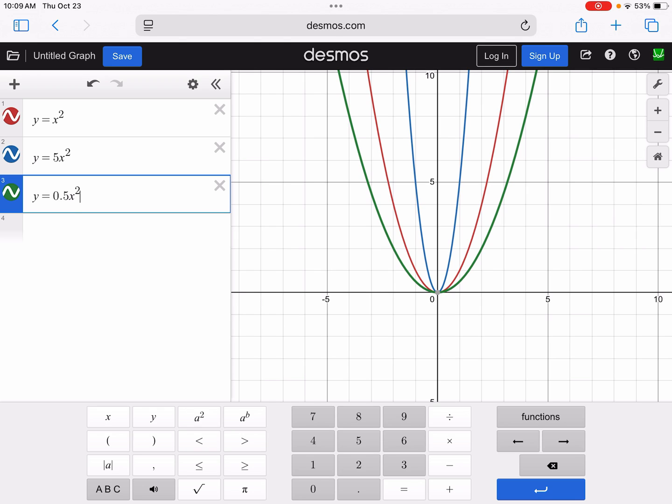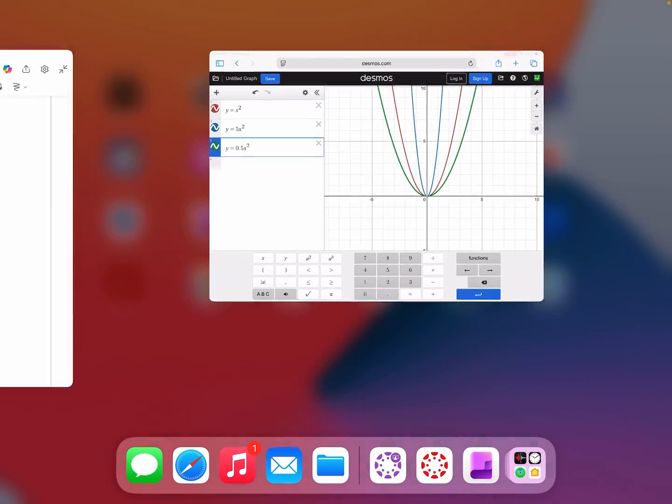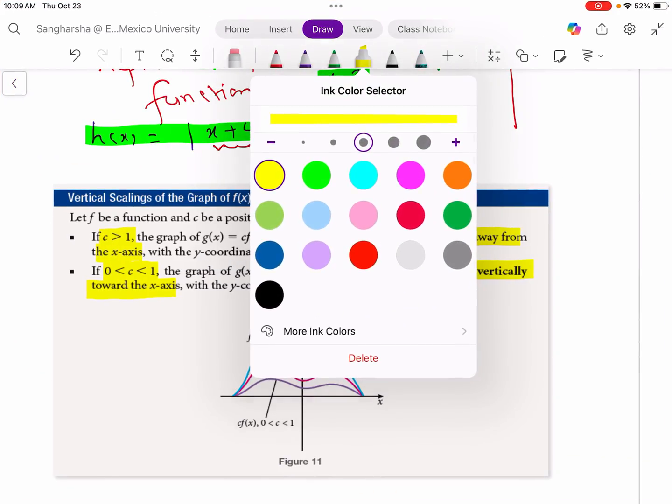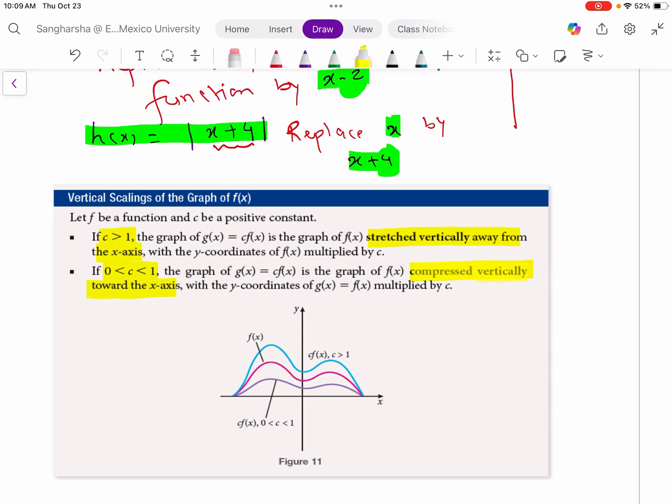So the red is the one where we started. When we multiply by 5, it's moving away from the x-axis. When we multiply by a number in between 0 and 1, it's towards the x-axis. So this is what we had. When we multiply by 0.5, this is the final graph. So multiplying by a number in between 0 and 1 means we are compressing. The graph is compressed vertically towards the x-axis. So this is the vertical scaling.